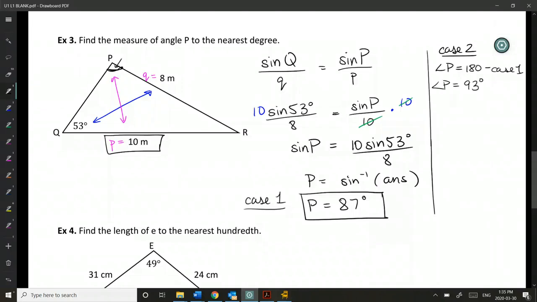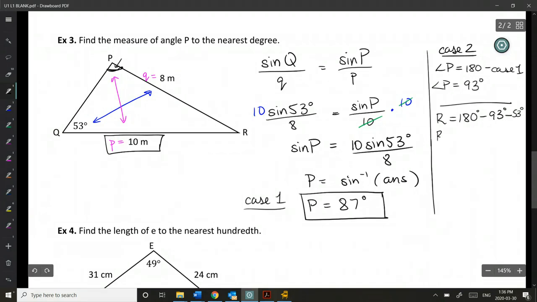And a lot of times we can tell if there's a case 2 by simply finding the third angle in case 2. So if I know Q and I know P now, I can find angle R by doing 180 minus 93 minus 53. And this will confirm to me whether we have a second case or not if I get a positive answer here. So I get an answer of 34 degrees for R. So that is a possible answer for angle R. So that means that there is a case 2 here. And that case 2 is that angle P could also be 93 degrees.